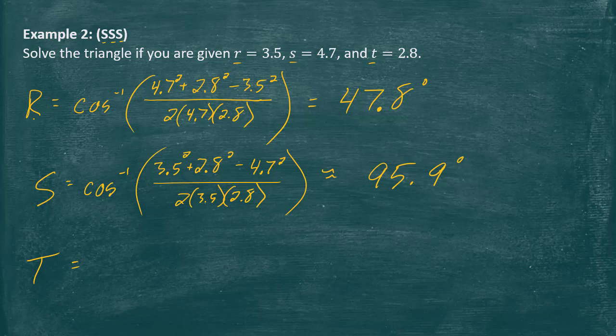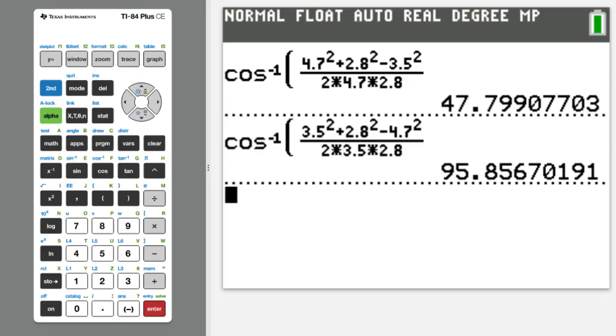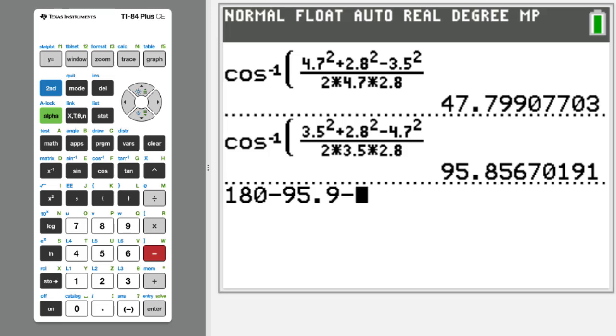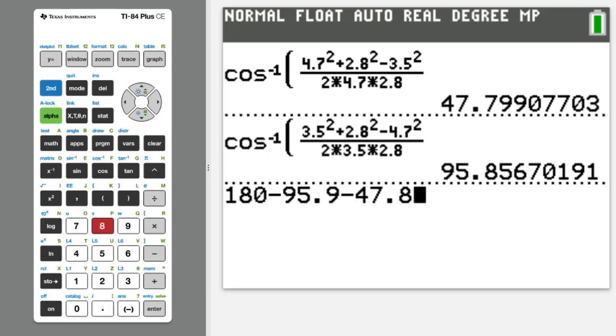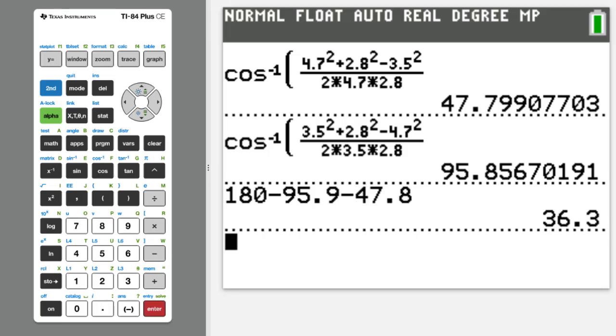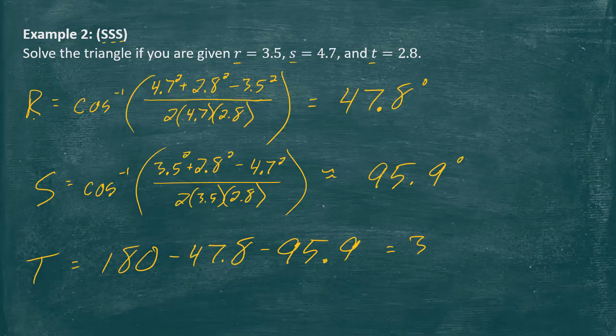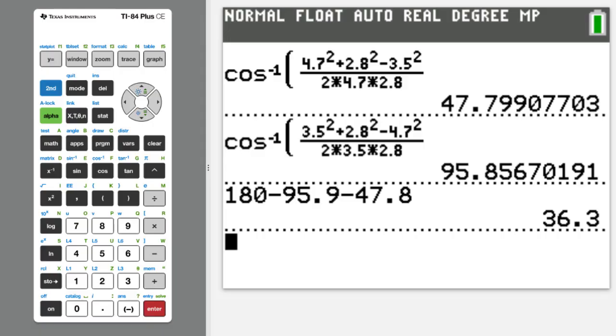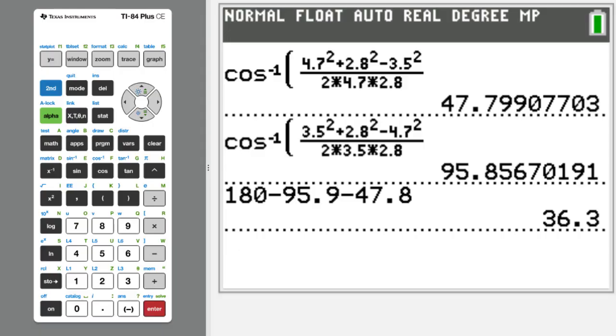So now to get angle T, I could just do the simple thing, let's just subtract those two in sequence from 180 and see what that turns into. So 180 minus the 95.9 minus the 47.8. And that gets me that 36.3 is all that's left for that last angle.